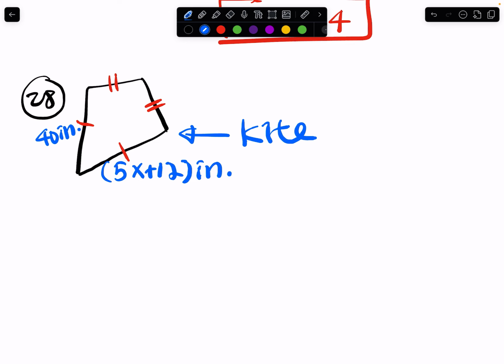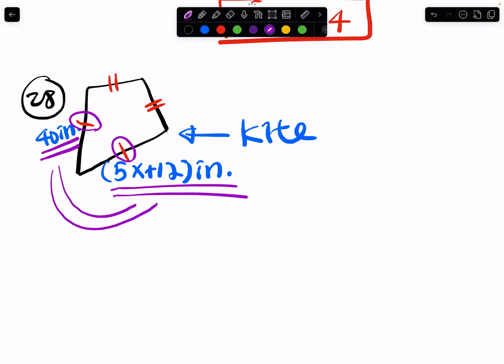Now that should not bother me, because you know why not? This side and that side, the tick mark shows that they are congruent in size, meaning the lengths should be equal to each other. That gives me an equation, which goes 40 is equal to 5x plus 12, because the two sides are congruent. I'm going to keep using purple.